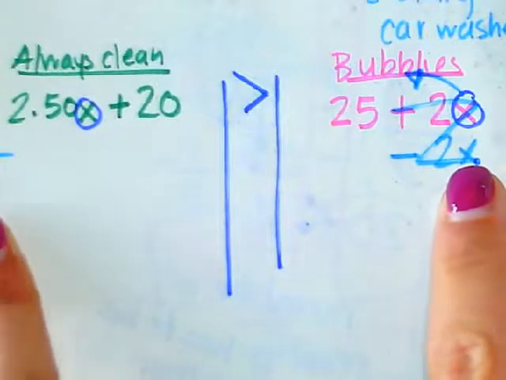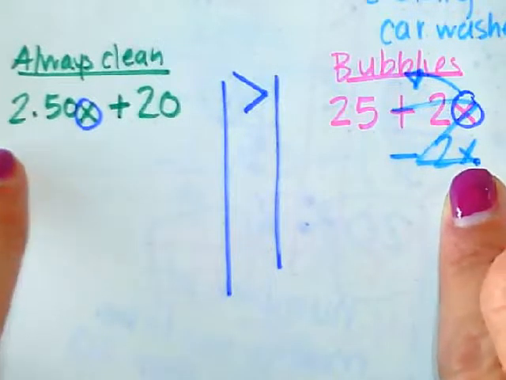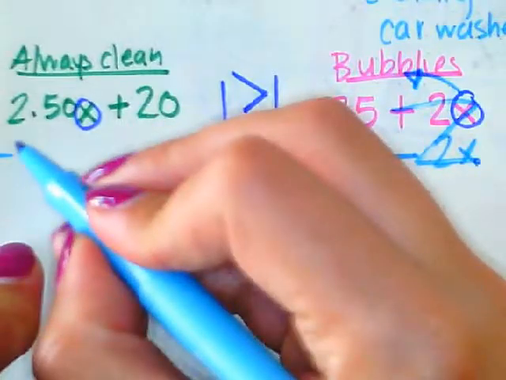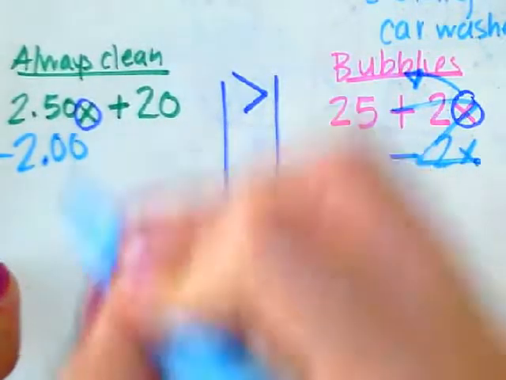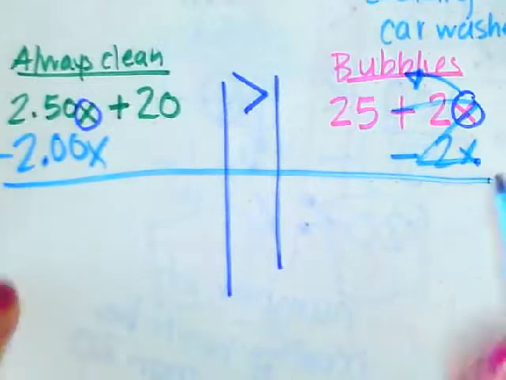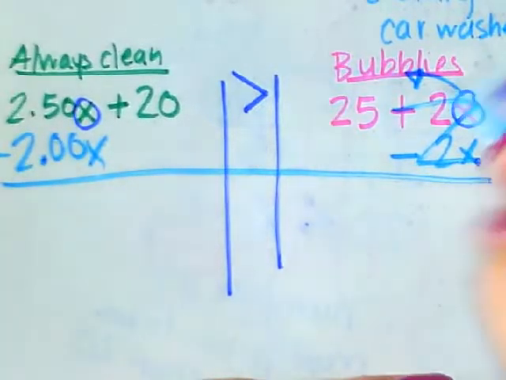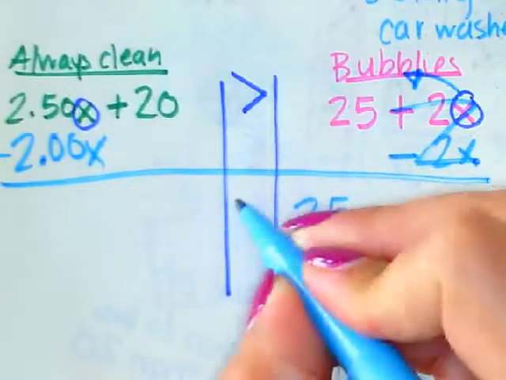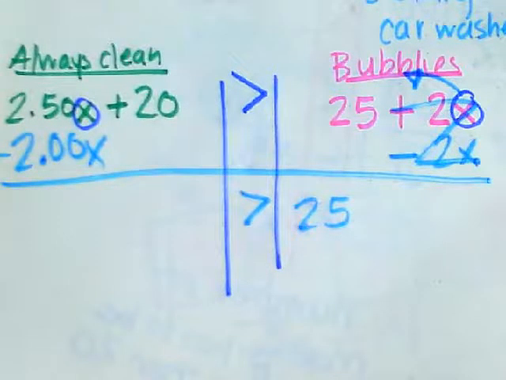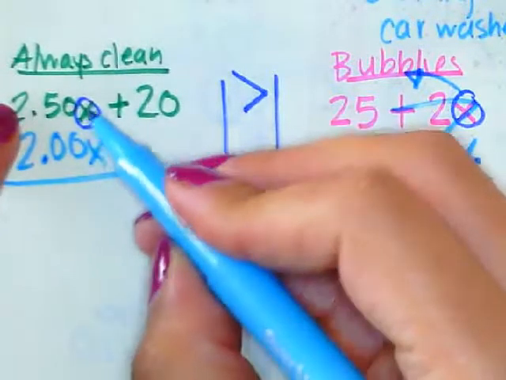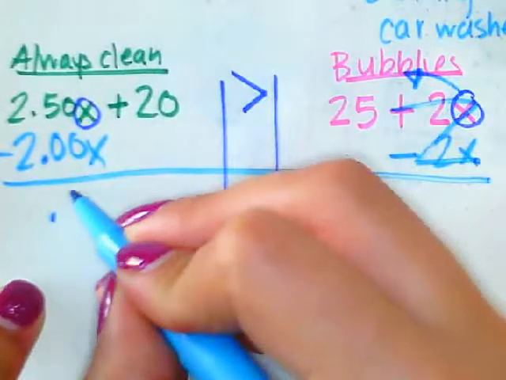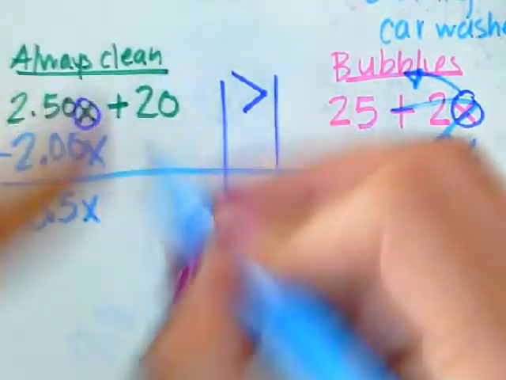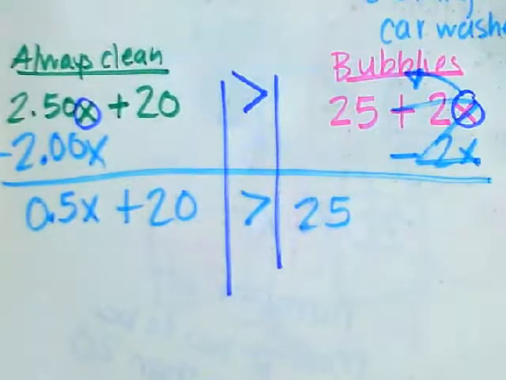Now notice here 2 is a whole number, while 2.50 is a whole and a decimal, right? So $2 would look like this over here. So be careful when you're subtracting those, and use your calculator to double check. So here I have $25. I still have my more than sign over here. And here now I'm going to have 50 cents, or 0.5x, plus 20.